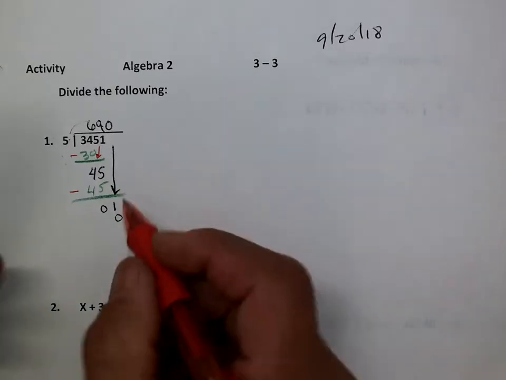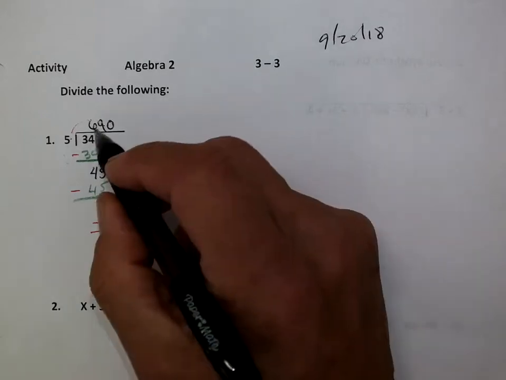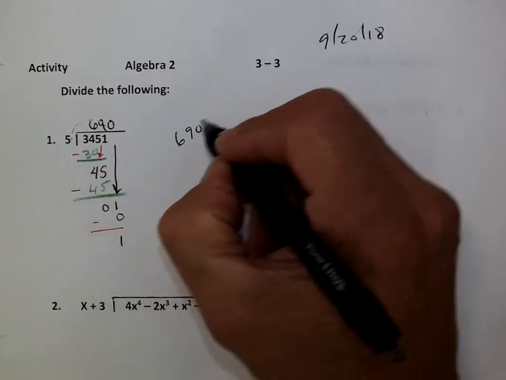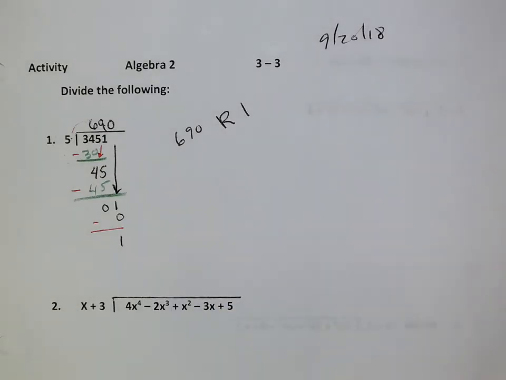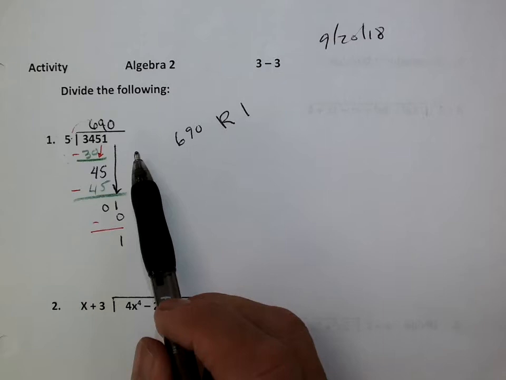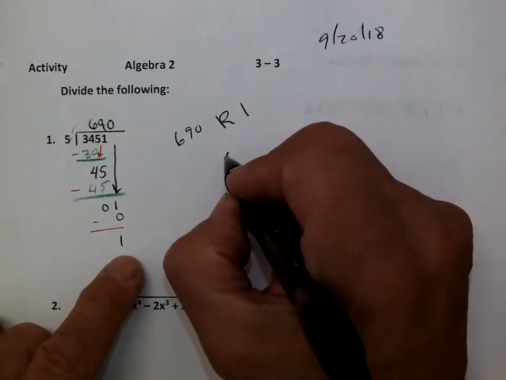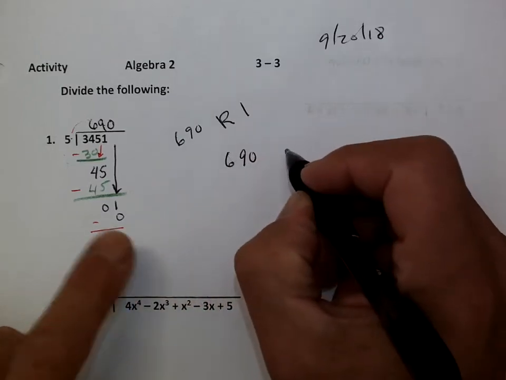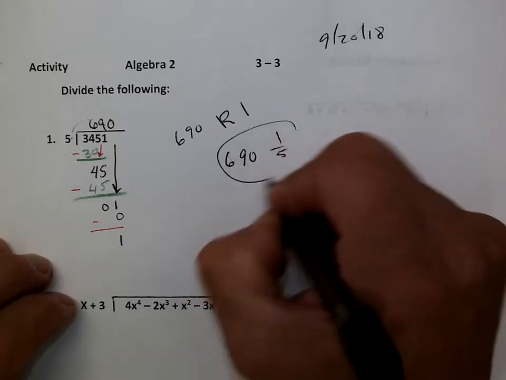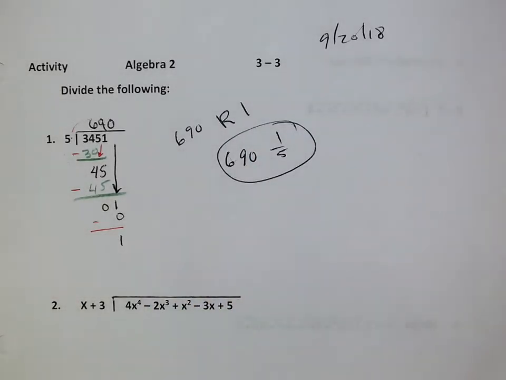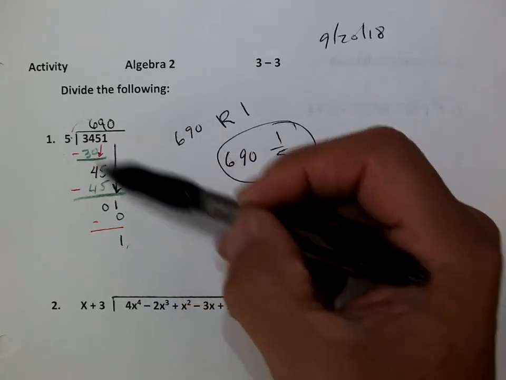Now, when we were in 4th grade, we'd go 690, and we go R1, remainder 1, right? And then as we got more sophisticated, we realized that we could put a decimal and keep going, or we could put it as a fraction. So what we want to do is change this instead to 690 and 1/5. Okay, so that's 6th grade math, right? The trick is that we have a remainder of 1, but we divide it by 5, so it's 1 out of 5 left over.